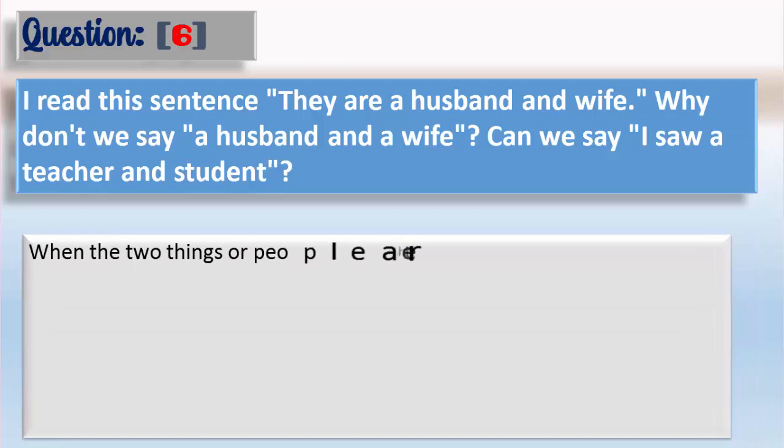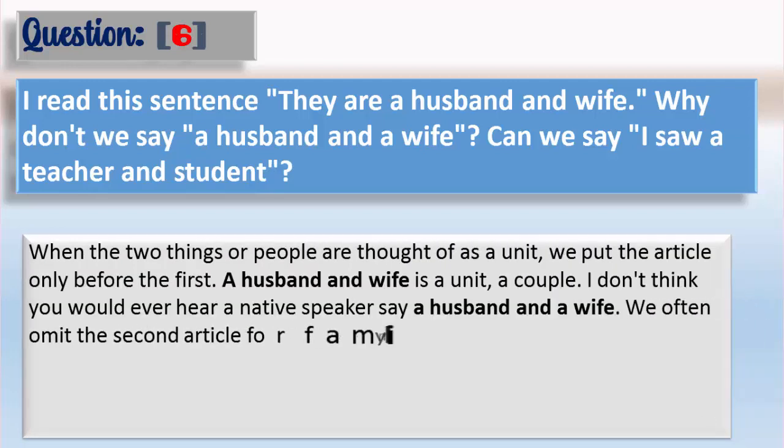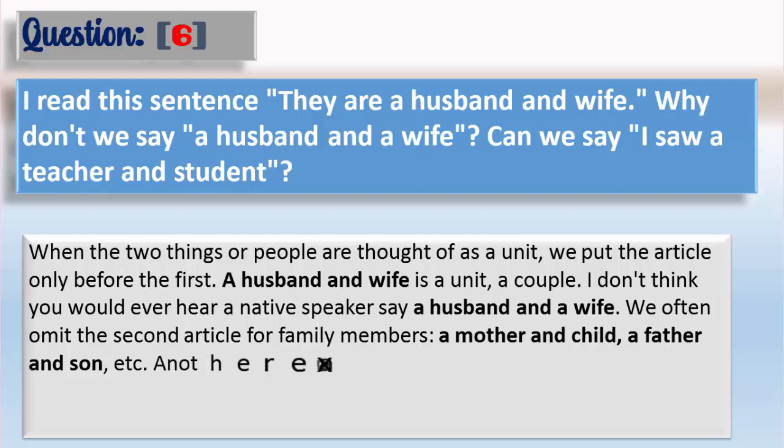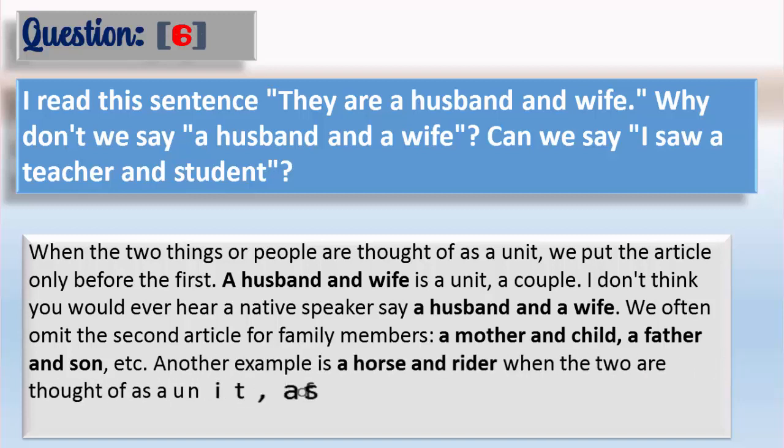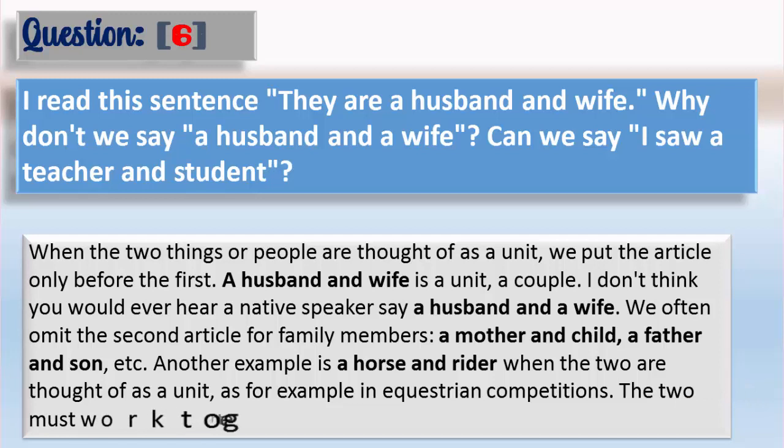The answer: when the two things or people are thought of as a unit, we put the article only before the first. A husband and wife is a unit. A couple. I don't think you would ever hear a native speaker say a husband and a wife. We often omit the second article for family members. A mother and child, a father and son, etc.